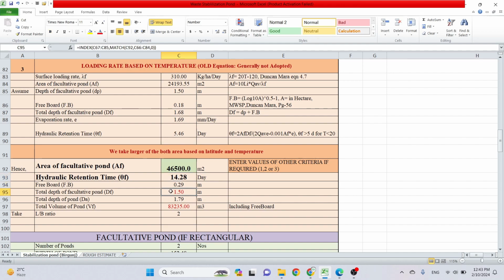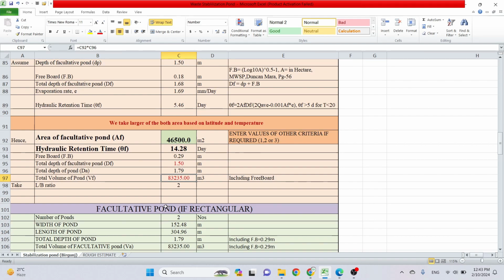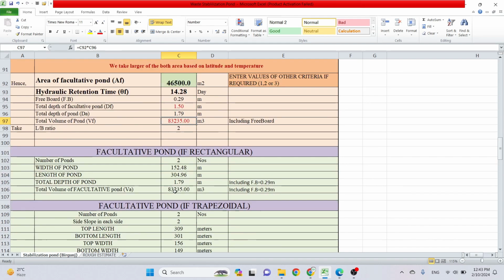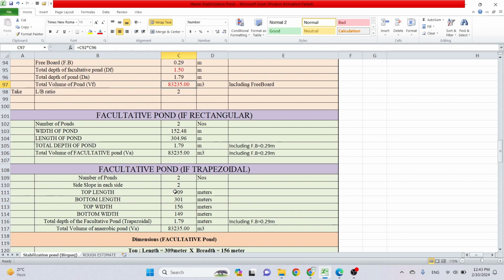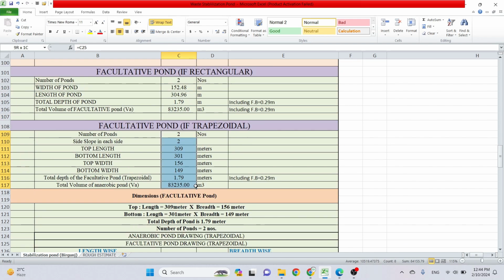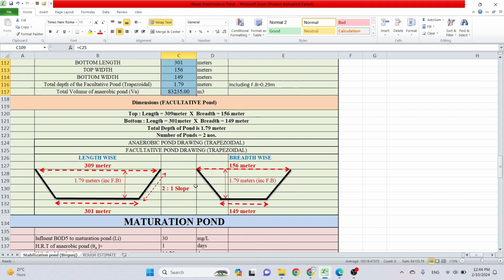The freeboard and the depth, the total depth and the total volume of the pond came out to 83,235 cubic meter. And for the facultative pond, if rectangular, these are the required dimensions, and if it is trapezoidal, it is these values, and the dimension for the facultative pond as top is this, and for the bottom, depth and the number of ponds, and the drawing is drawn automatically with the given values.